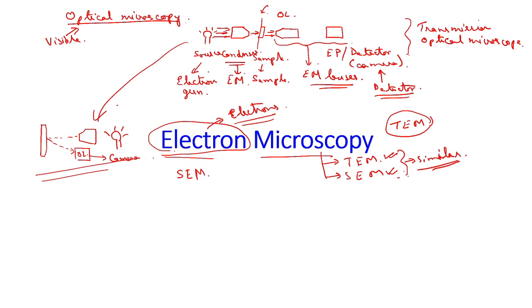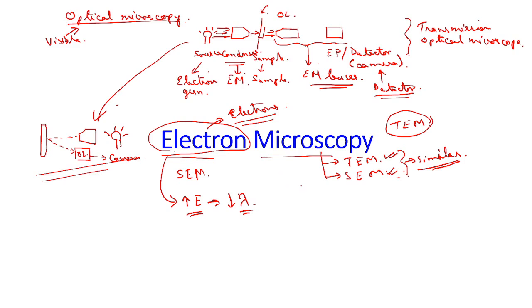Right. Another important thing: when we generate this electron beam, its energy is higher. It has a high energy as compared to the optical beam, and correspondingly the wavelength of the electron beam would be much smaller. And since it has a much smaller wavelength, what will happen to the resolving power of the microscope?